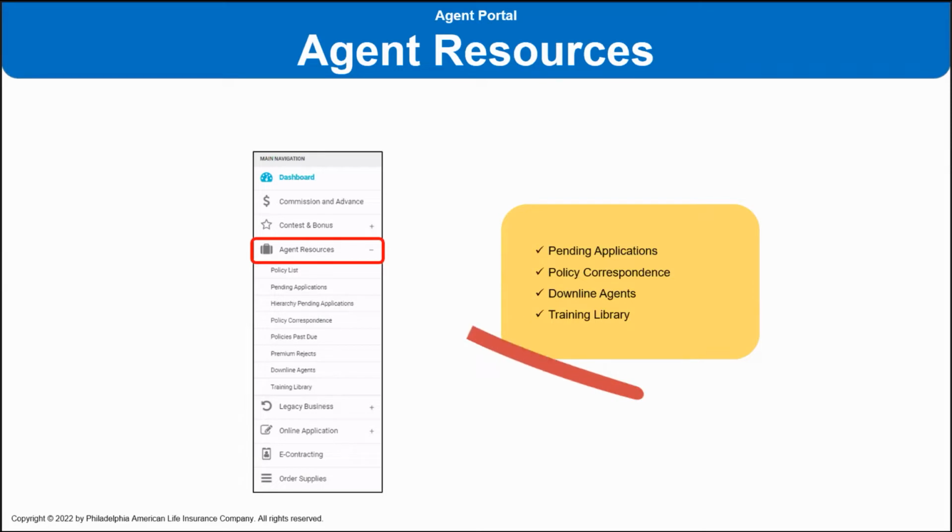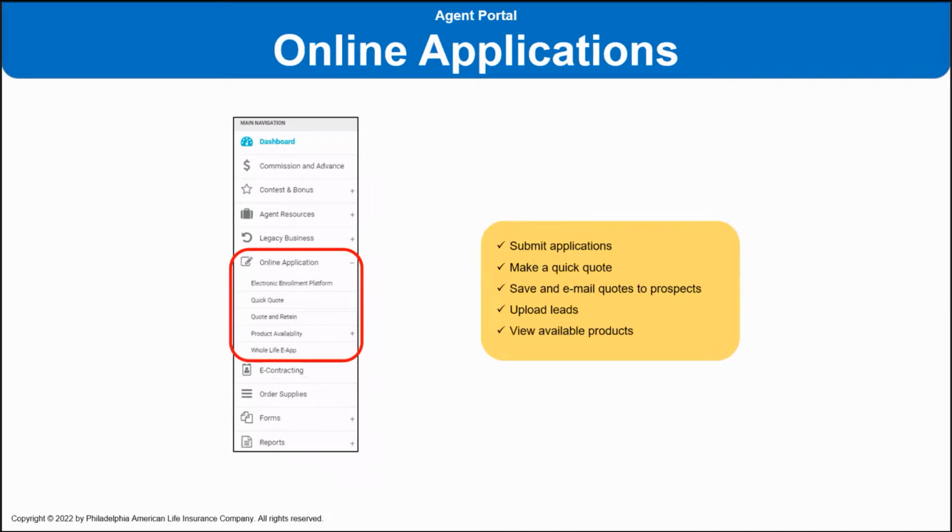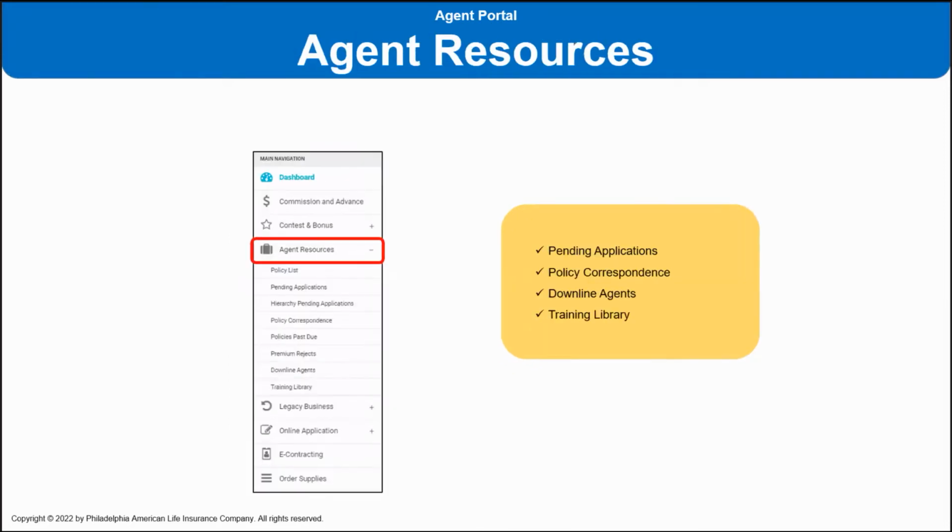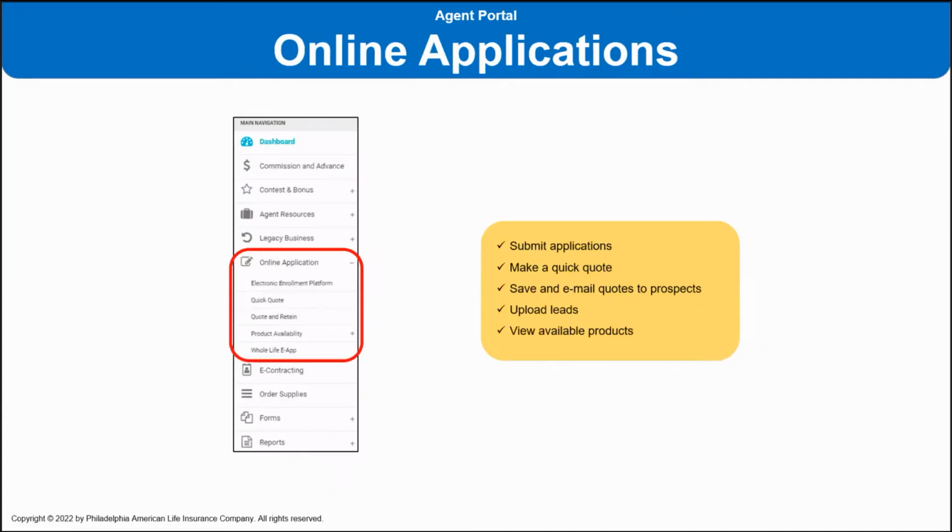Okay, so agent resources. This is where you can access pending applications, policy correspondence, downline agents, training library. You can access all your policies here, okay? Like I said, including the pending applications. And I believe, let me see, online application, okay, on your left.